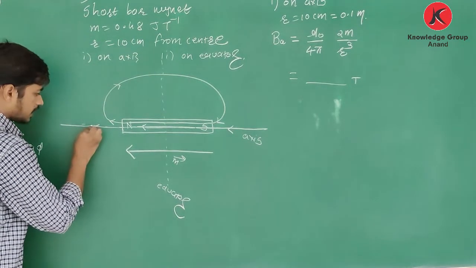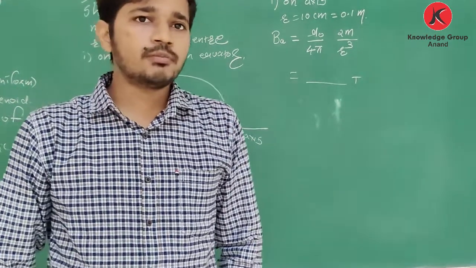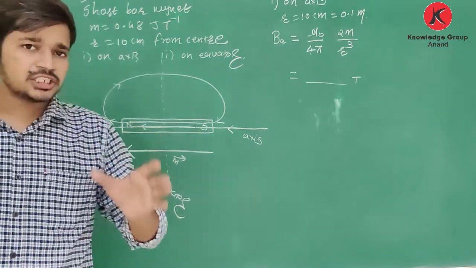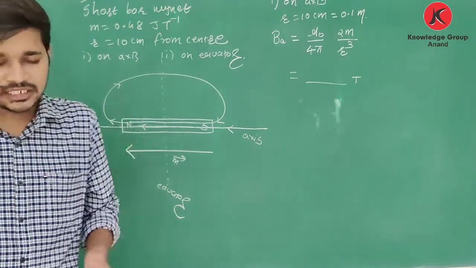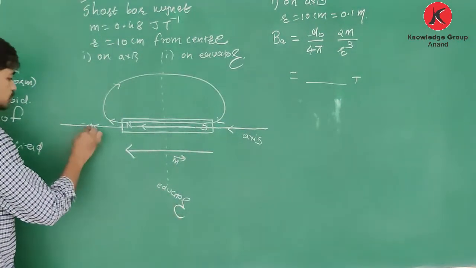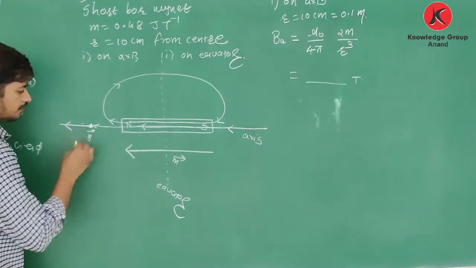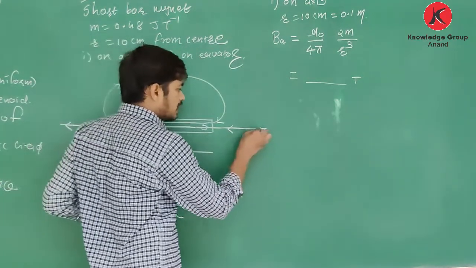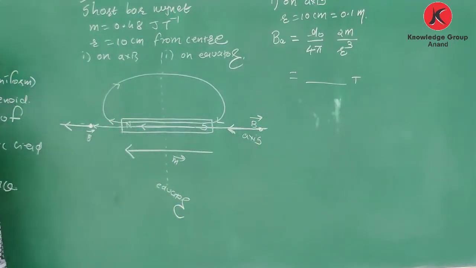On axis, if the point is here, see carefully, we know the characteristics of magnetic field lines. Magnetic field at each and every point is in the direction of the tangent drawn at that point. At this point, the tangent is in this direction, so here is the direction of the magnetic field. Similarly, if I take a point on this side, the magnetic field is again in this direction.